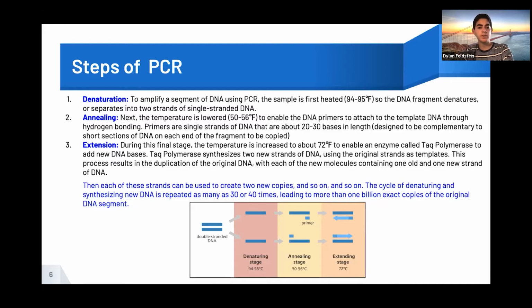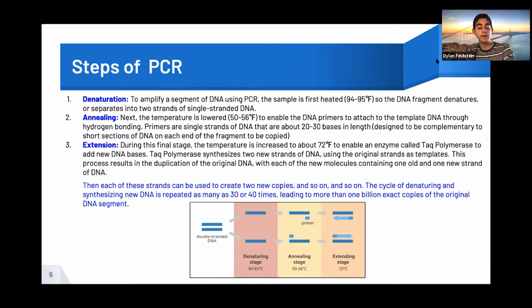So primers are single strands of DNA that are about 20 to 30 base pairs in length, and they are designed to be complementary to short sequences of DNA at the ends of the fragment that you want to copy. So typically, if you were conducting a PCR, you would order lots of primer from a biotech company that is specific to the sequence that you want to copy.